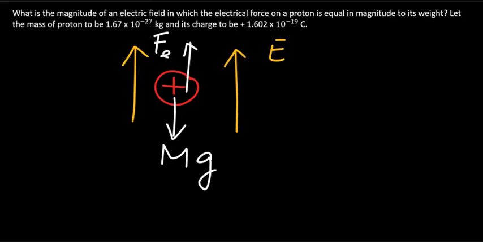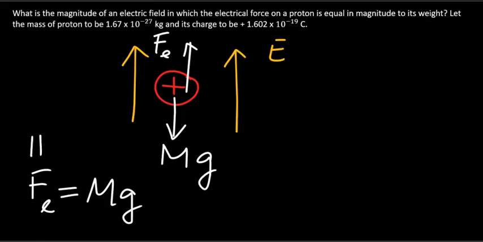So if these were to be equal in magnitude, then we say Fe equals mg. But Fe equals the charge of a proton times the strength of the electric field. So we write QE equals mg. Now we know what the charge of a proton is: positive 1.602 times 10 to the power minus 19. So let's expand on that.